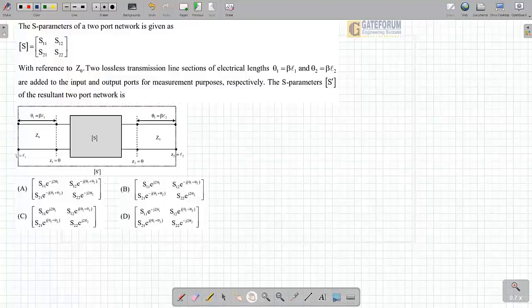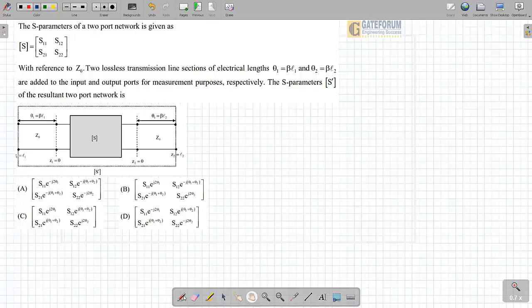This is a question from electromagnetic theory, from S parameters. A two-port network is given whose S parameters are already known. If this two-port network is extended, that is, transmission line sections of electrical lengths are added to the input and output port of the measurement process, the S parameters of the resultant two-port network are what we need to find out.